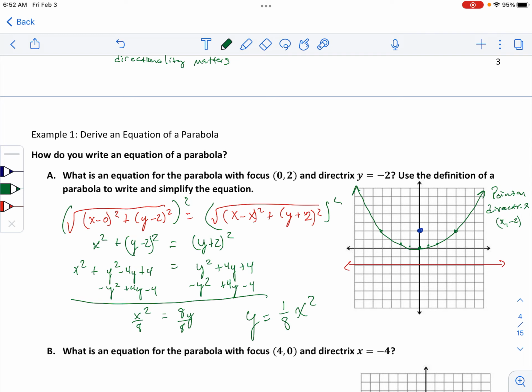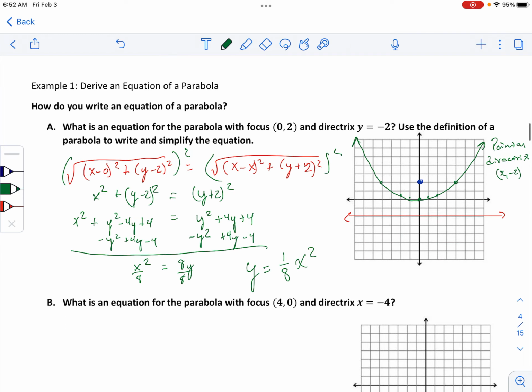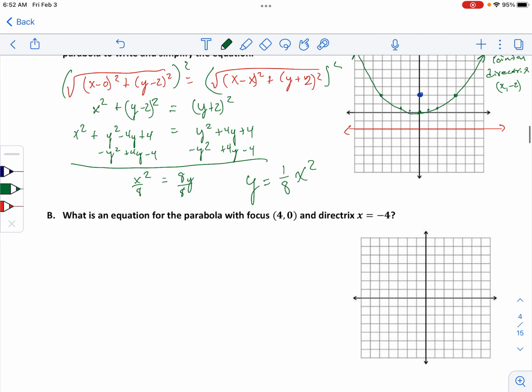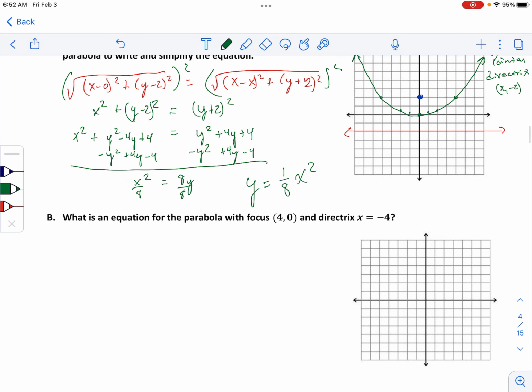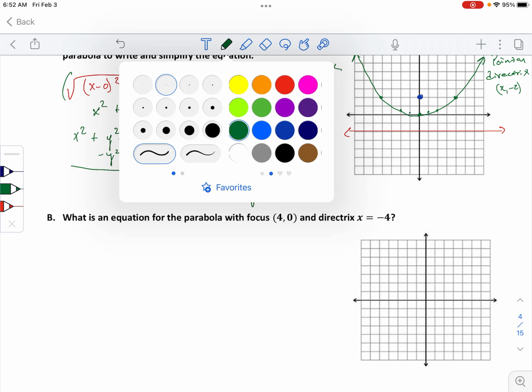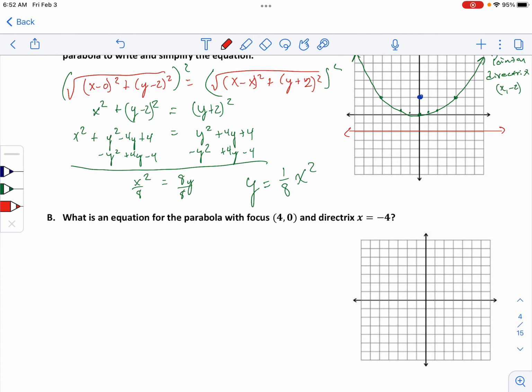Okay, now the second one, we're going to look at one that opens side to side. So it says, what is an equation of a parabola with a focus at 4, 0 and a directrix at x equals negative 4? Okay, so our x value is at negative 4.